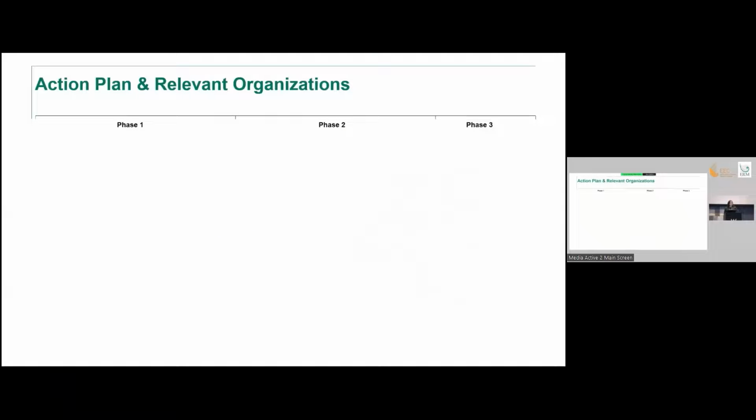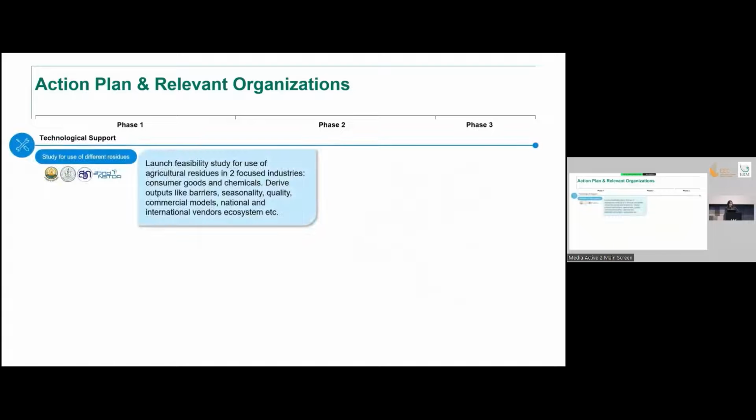So let's come to the most important element, which is the action plan and the relevant organizations. We've divided our action plan into 4 buckets. The first one is technology support. What you will see here now is that we have prioritized these action plans over the next 3 phases. The first phase is up to 6 months, the next phase is 6 to 12 months, and the third phase will move up to a year or more.